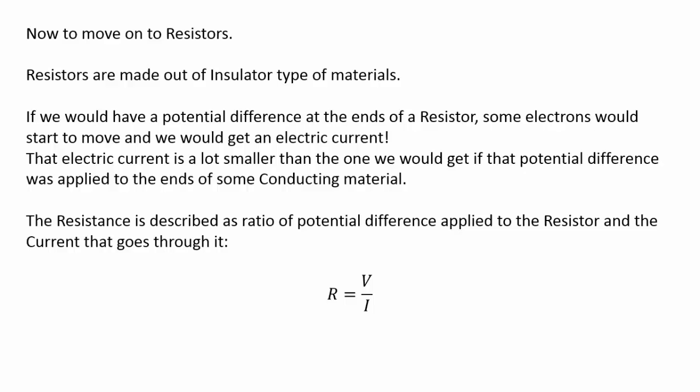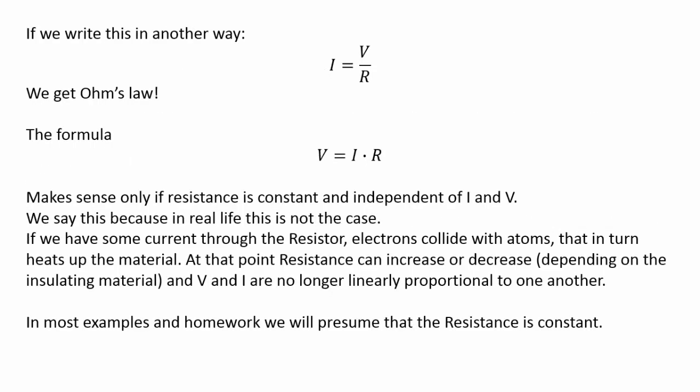The resistance is described as the ratio of potential difference applied to the resistor and the current that goes through it, or R equals V divided by I. We can write this formula in another way: I equals V divided by R, and that is Ohm's law.